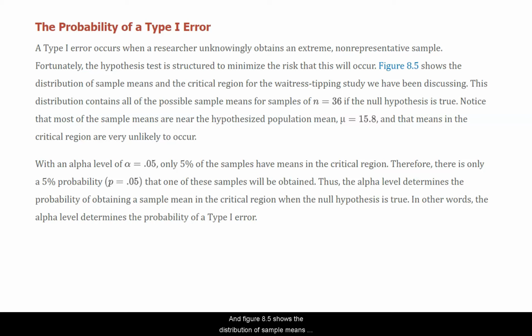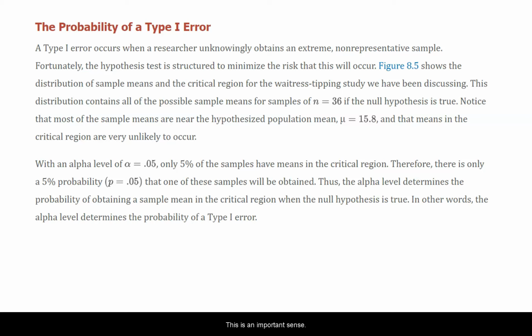Figure 8.5 shows the distribution of sample means and the critical region for the waitress tipping study we've been talking about. This distribution contains all the sample means for n of 36 if the null is true, and this is earlier in the chapter. Notice that most of the sample means are near the hypothesized population mean of 15.8. With an alpha level of 0.05, only 5% of the samples have means in the critical region. Therefore, there's only a 5% chance that one of those samples will be obtained essentially by accident.